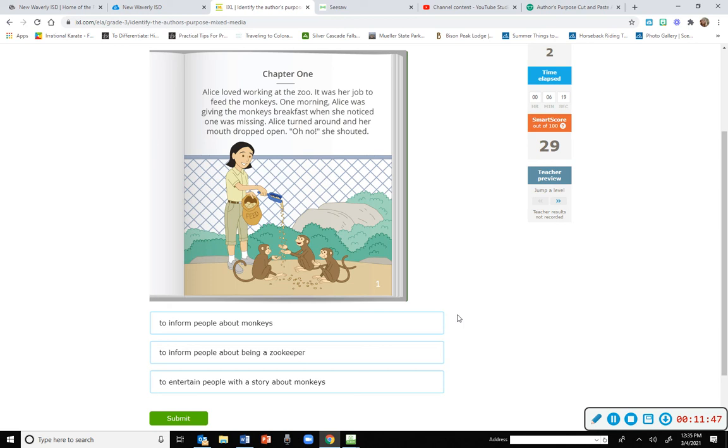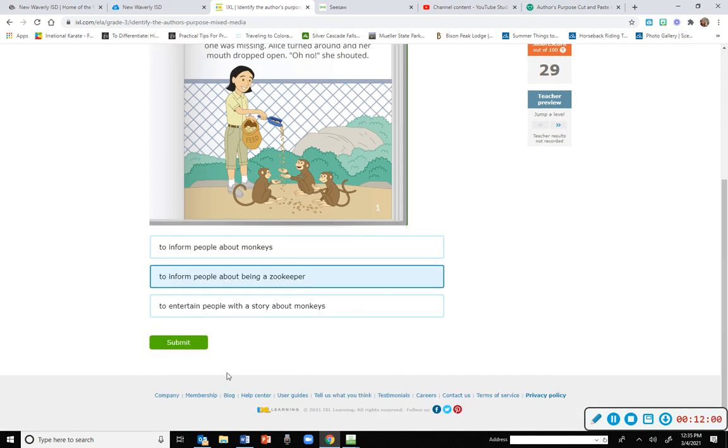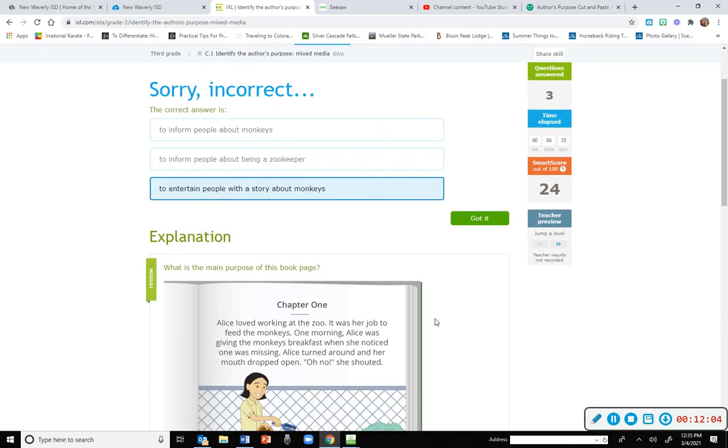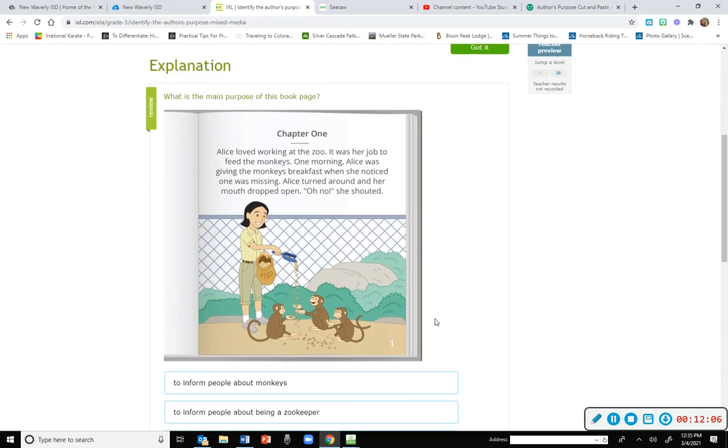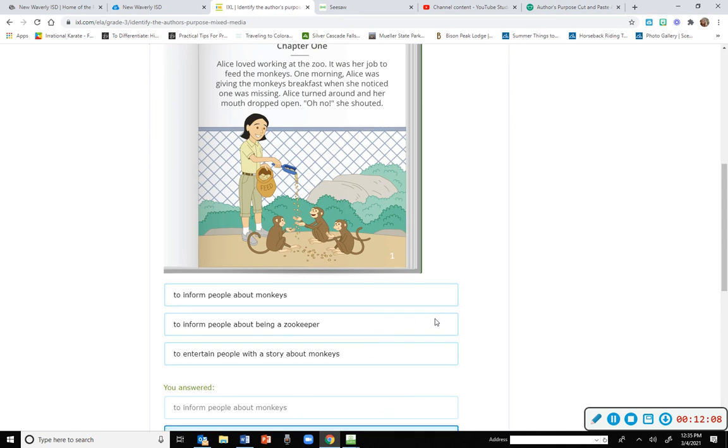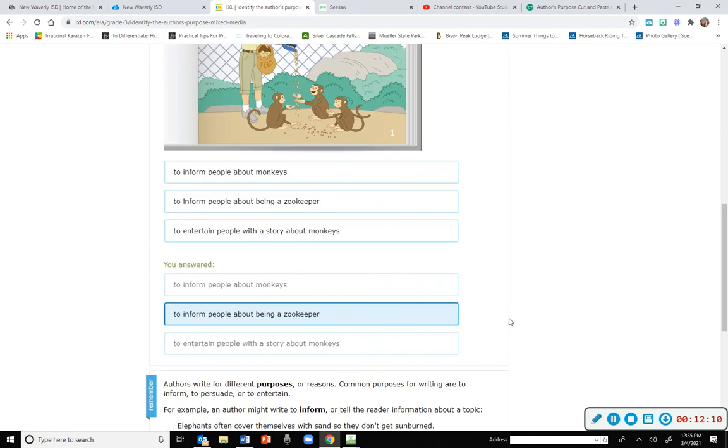Oh, yes. Does it sound like she's trying to entertain us? No. Does it sound like she's trying to inform us maybe about her job? Yes. No. Okay. I think it's the middle one. So the majority say the middle one? No. Let's see. Oh, some people say no. Yes. You see what you did. To entertain people with a story about monkeys.